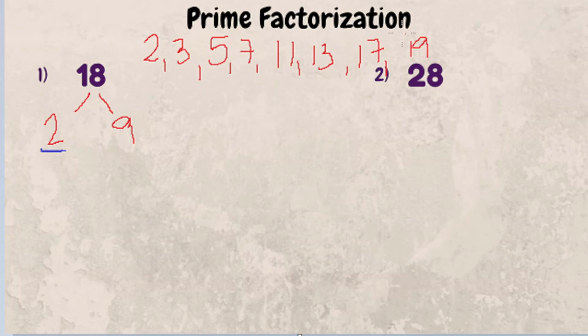Now, we look at 9, and let's think, what 2 factors multiply together to equal 9? Well, there's 3 and 3. And guess what? They're on our list. 3 is a prime number.